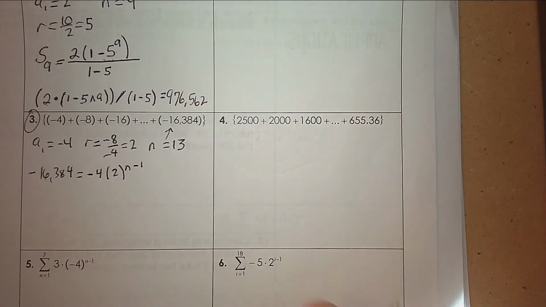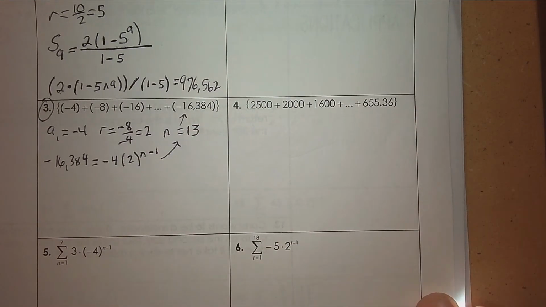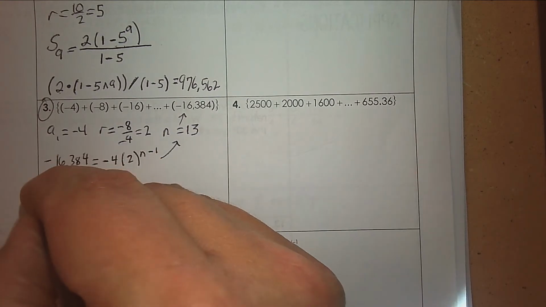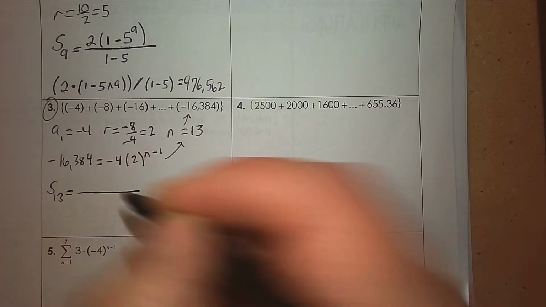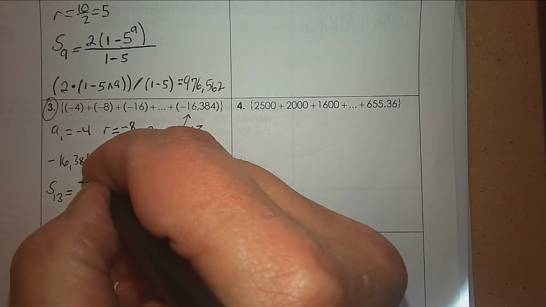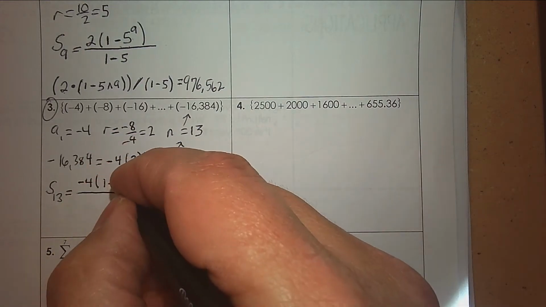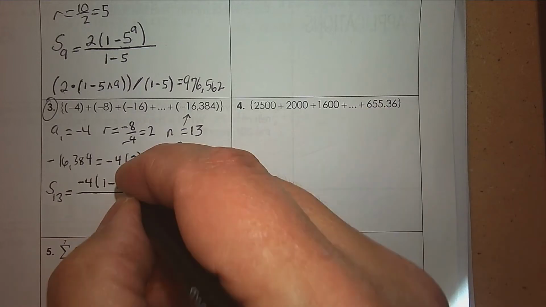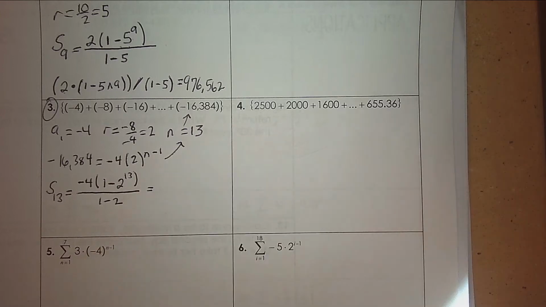All right. Now that I know how many terms there are, what is the setup to solve it? To find the sum of the first 13 terms, it's a fraction line. We start with A1, which is negative 4. Then we go 1 subtract 2 to the exponent 13. And then the denominator is 1 subtract 2. Think what the parentheses should be.